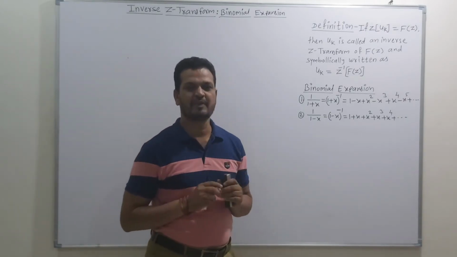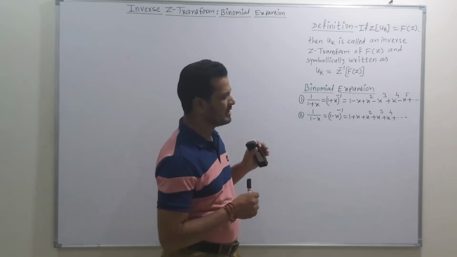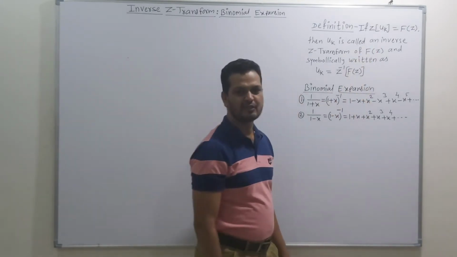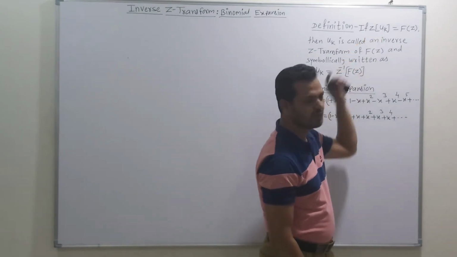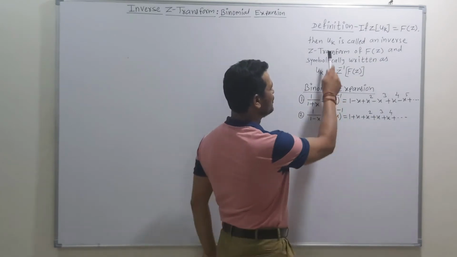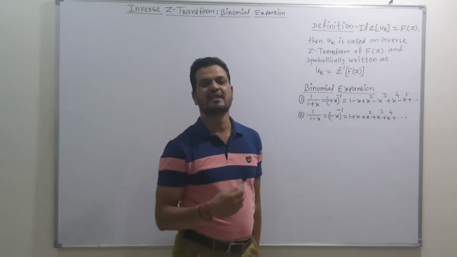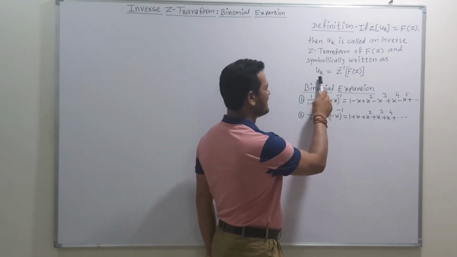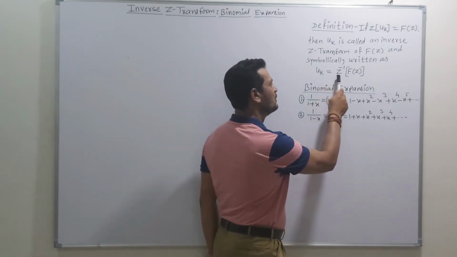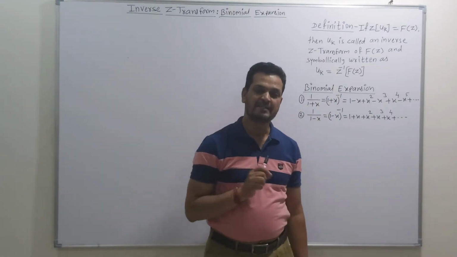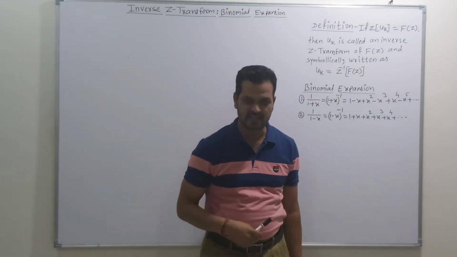So friends, the definition of inverse Z transformation is very simple. This definition says that if we denote the Z transformation of sequence uk as Z of uk, and we denote this by f of z, then this uk is called the inverse Z transformation of f of z, and symbolically we can write this as uk is equal to inverse Z transformation of f of z. So this is the simple definition of inverse Z transformation.